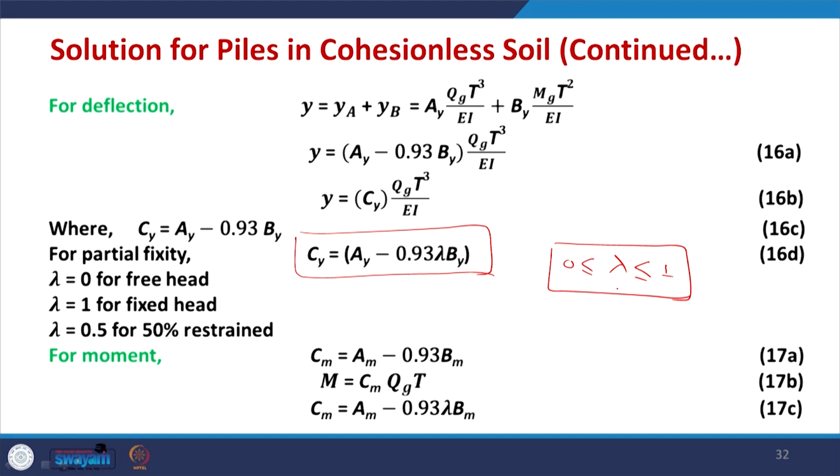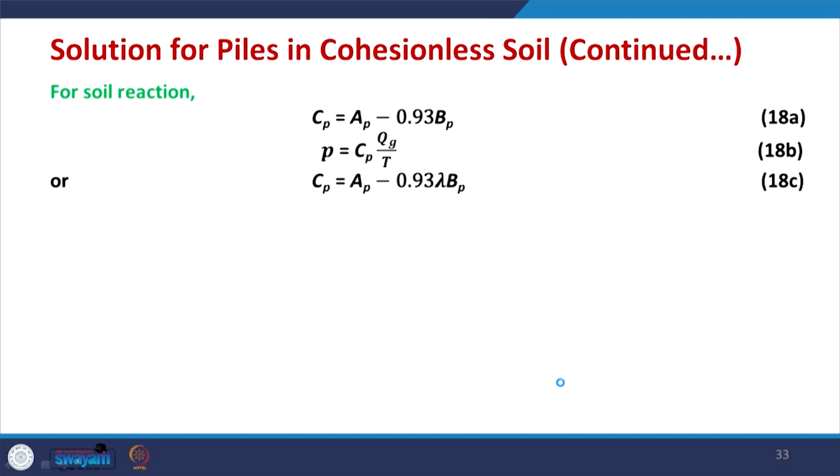With a similar approach, you can find the moment also, where Cm is Am minus 0.93 Bm, and M can be calculated from this relation as 17c, and then the same for the soil reaction also, Cp is Ap minus 0.93 Bp.